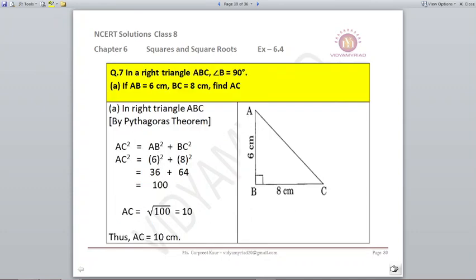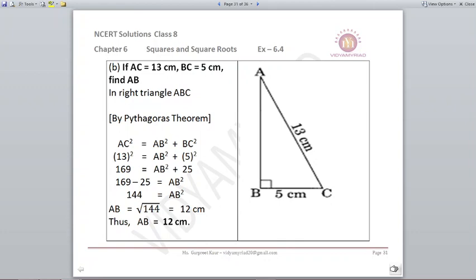Next, in a right angle triangle ABC, angle B is 90 degree, AB is given as 6, BC is given as 8, find AC. So we know we can find out the third side in a right angle triangle using the Pythagoras theorem. We know hypotenuse square is equal to perpendicular square plus base square. So hypotenuse is AC square, we need to find out. So we will do 6 square plus 8 square, that is 36 plus 64, which is 100. We will find out the square root of 100, which is 10. So AC is 10 centimeters.